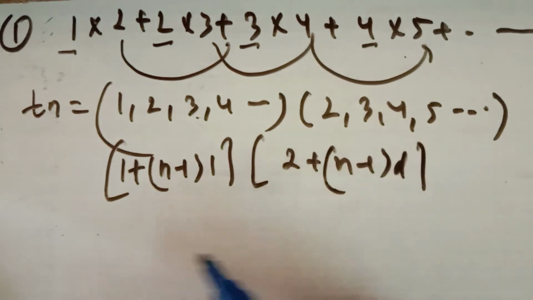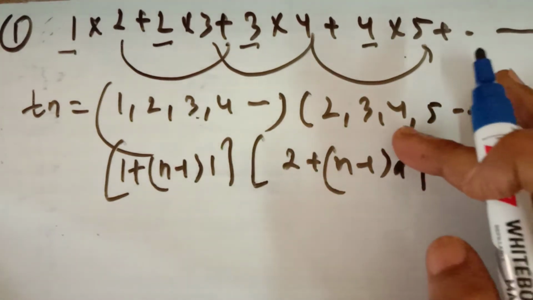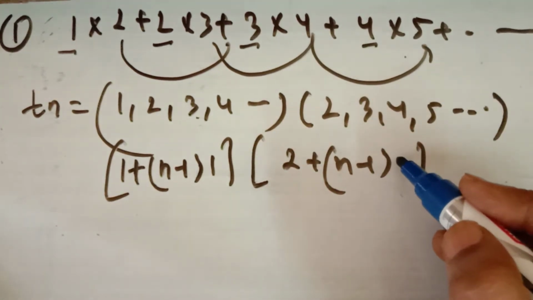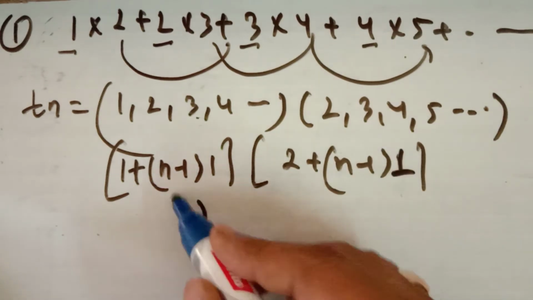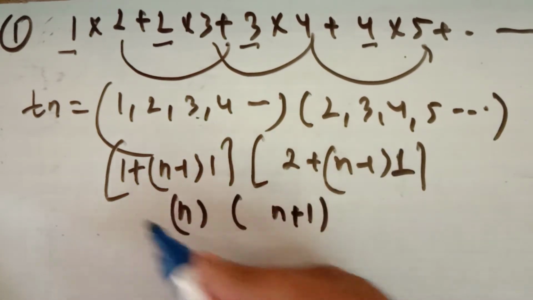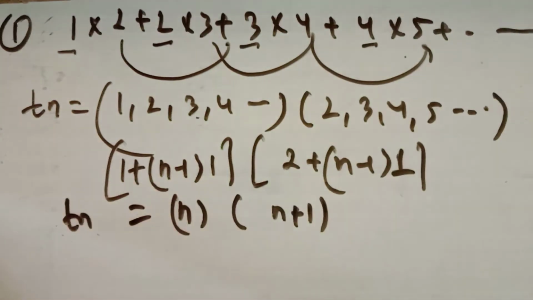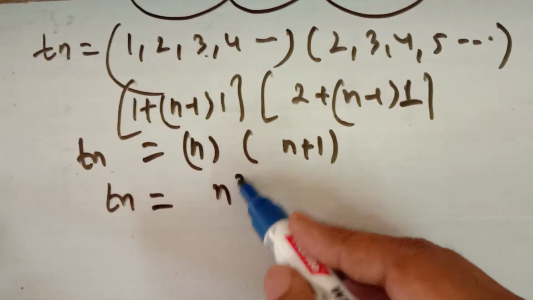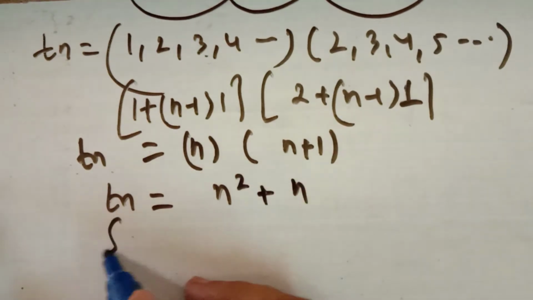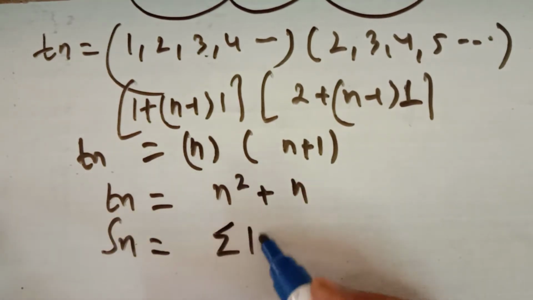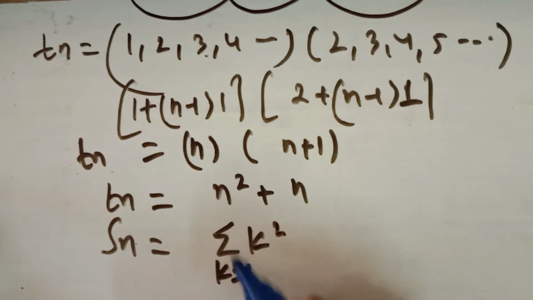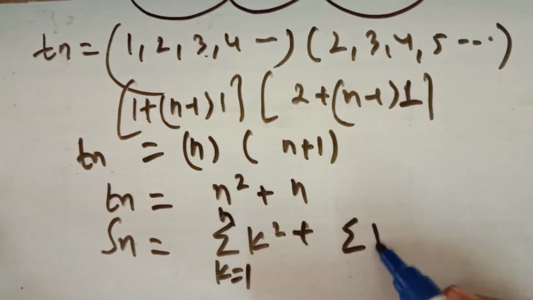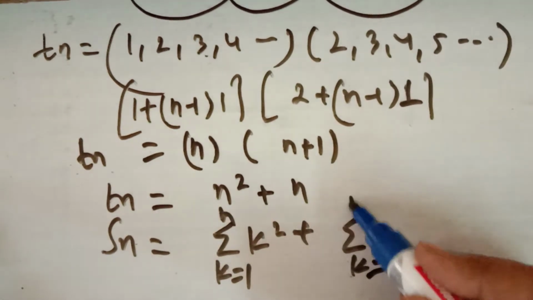Simplifying the nth term, that is n, and this you will call n plus 1. So the nth term has come. And when you know the nth term, I've just done in the last three questions how to find the sum: that is Sn, summation of k square, k value from 1 to n. Similarly, summation of k, k value from 1 to n, like this.